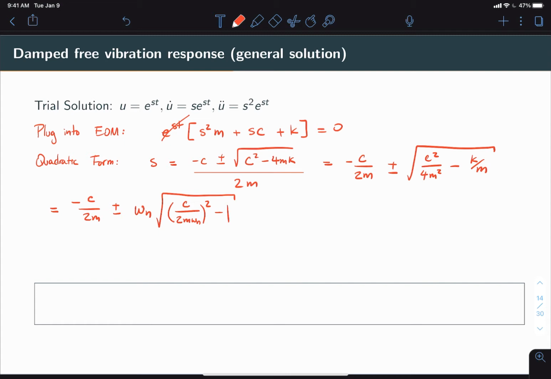Notice that we get this interesting term c over 2m omega n. We'll define that as the damping ratio, which we will refer to as zeta. And so the final solution for s becomes negative zeta omega n plus or minus omega n times the square root of zeta squared minus 1.